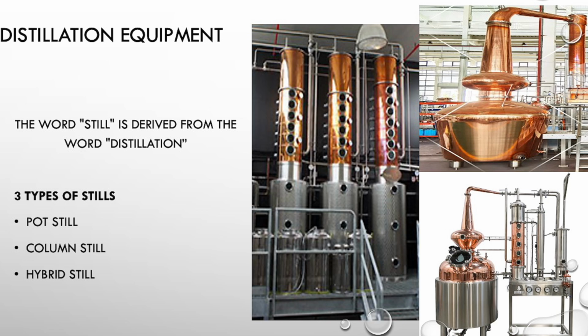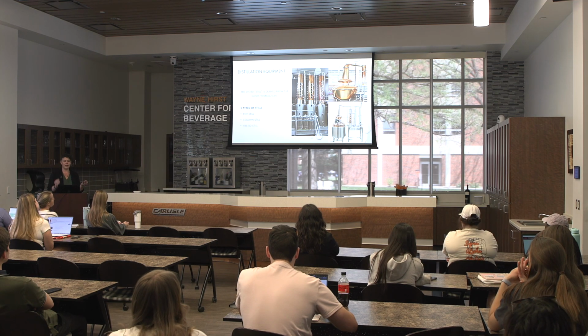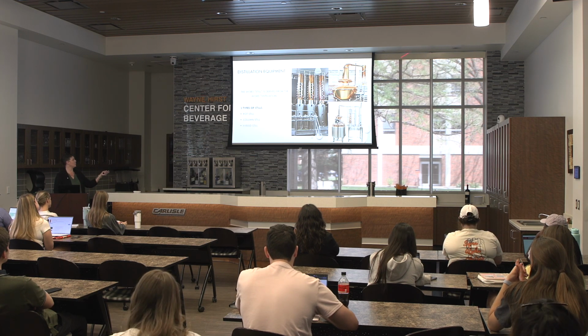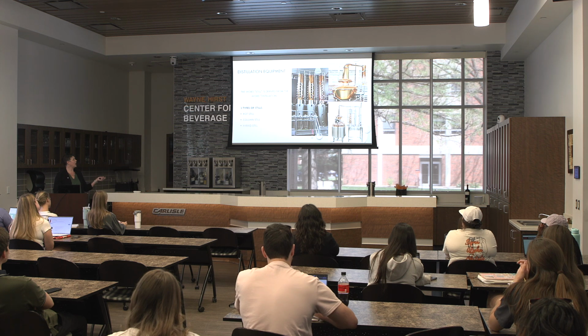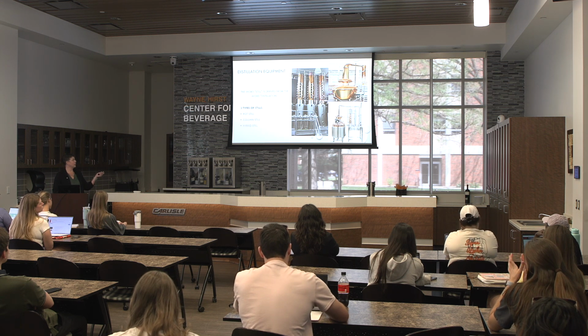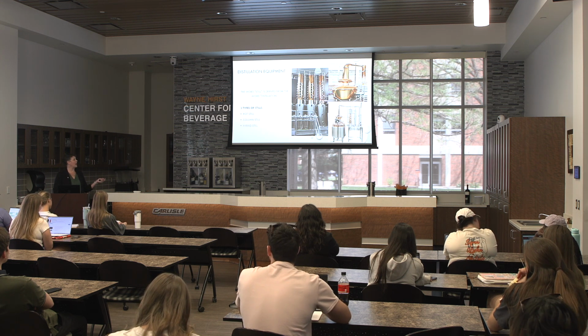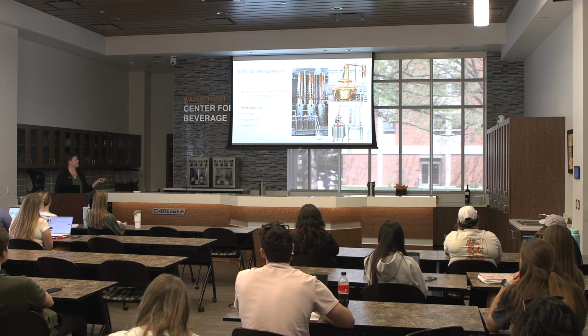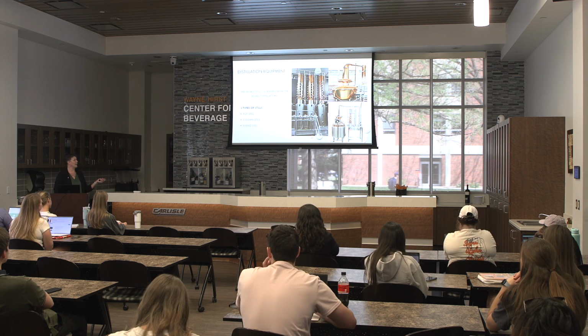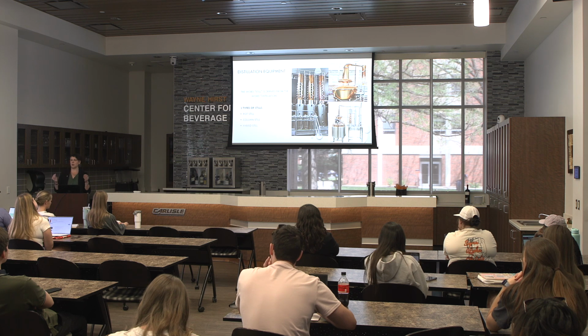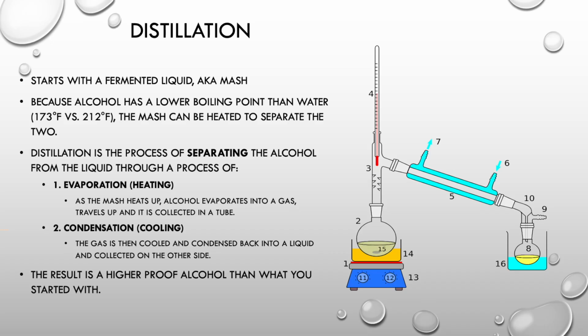So we use the word still as it's derived from the word distillation. So a type of still, we have three. We have the pot still, which is the big copper pot looking thing up here. We have a column still, as it implies, they're columns. And then we have what we call a hybrid still, and it's both a pot still and a column still that operate together. And each still has a different purpose in the production of alcohol and distilled spirits. But first, what is distillation?